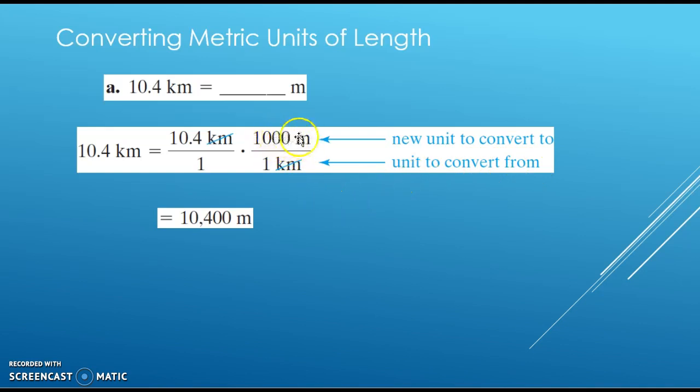So because 1,000 meters is equal to 1 kilometer, we call that a conversion factor. And then we're just going to do the math. Multiply everything on top, multiply everything on bottom, and you're going to get 10,400 meters. So that's one way to convert units in the metric system.